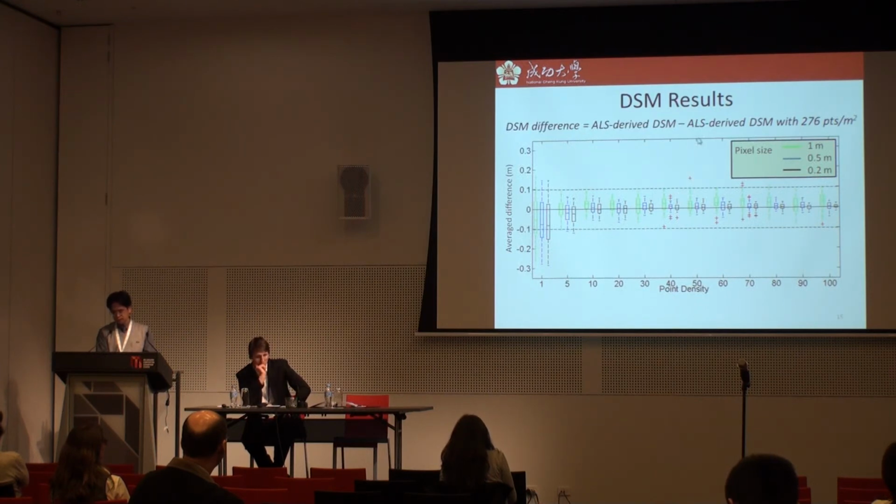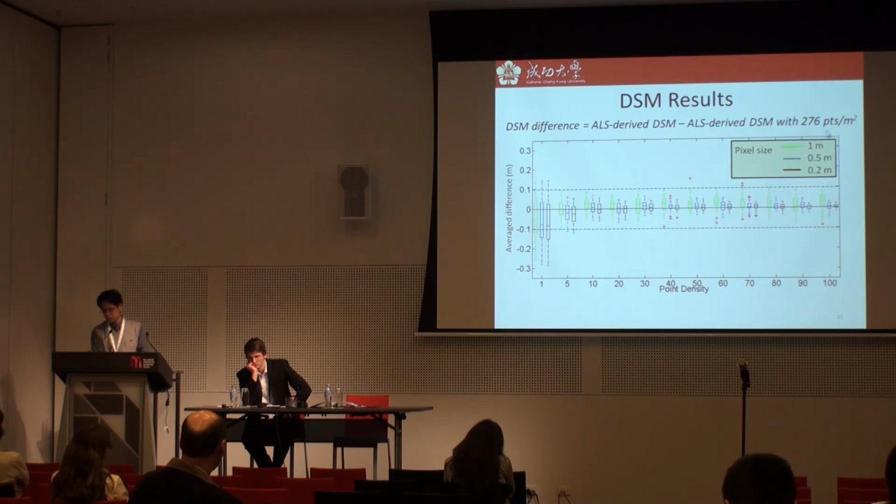So for the DSM result, because we do not have the ground truth collected from the ground for the DSM, we use the airless-derived DSM with all the points as the truth. So now the DSM difference is the airless-derived DSM minus the airless-derived DSM with 276 points per meter squared. The contours are the same as the previous one, and then I also show the average difference here. As you can see here, the pattern is pretty much the same.